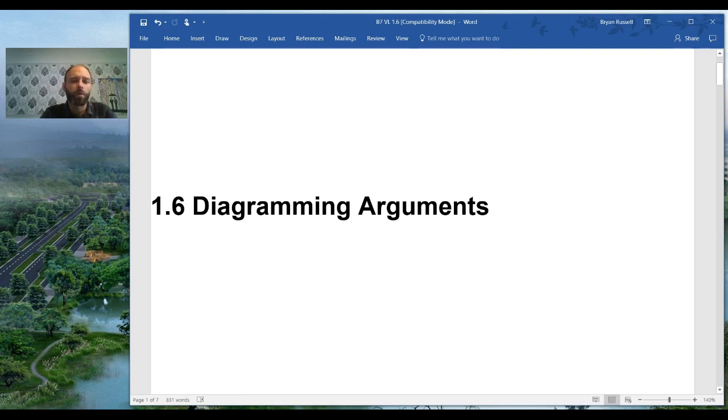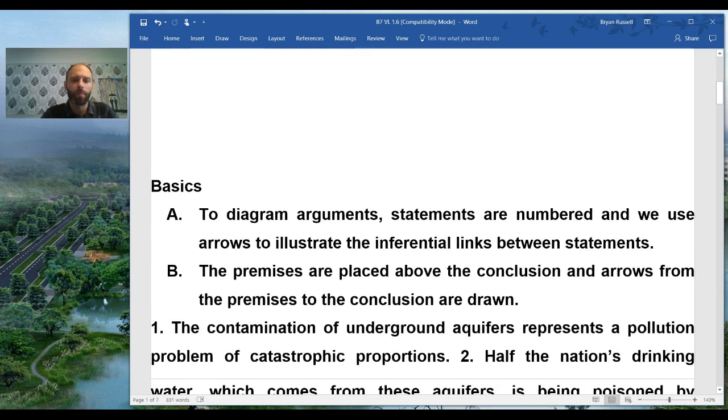All right, so today we'll be covering Hurley Chapter 1, Section 6 on extended arguments. And the skill that we're going to be learning today is how to diagram arguments. Diagramming arguments is useful because it is another tool we have for showing how an argument arrives at its conclusion, the logical structure of an argument. So let's look at some of the basics first.